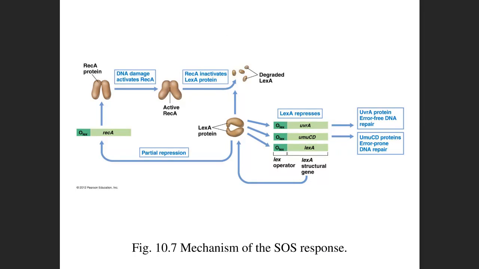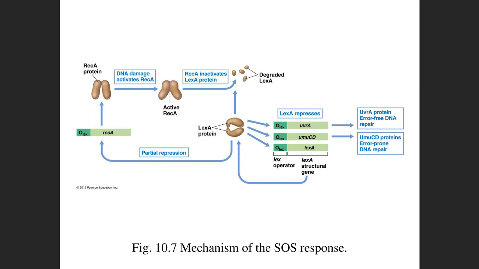But E. coli always has one copy, right? And so then what happened? This is what happens. E. coli has a mechanism to repair DNA damage. Now this looks like a complex process, but it's actually pretty simple if you follow it.